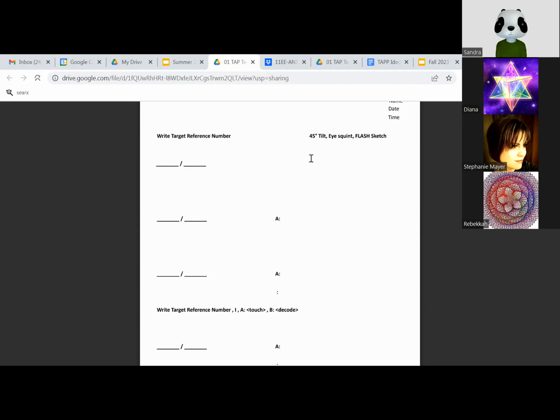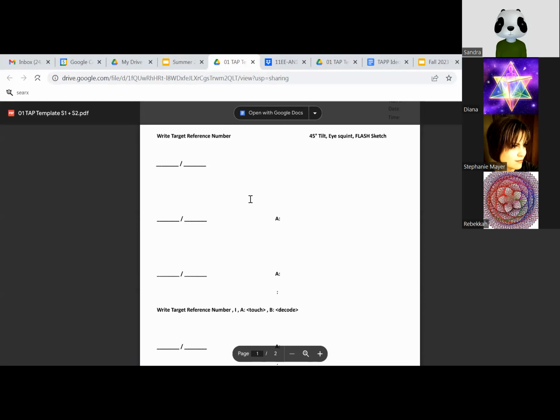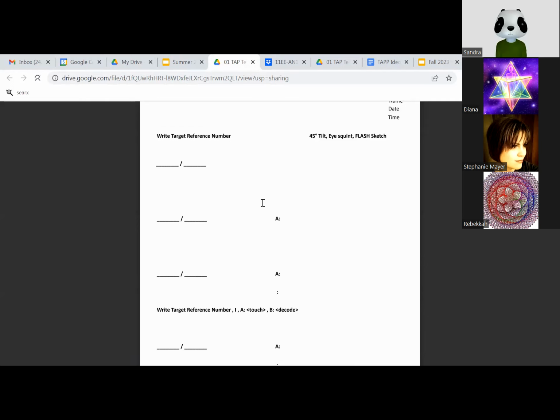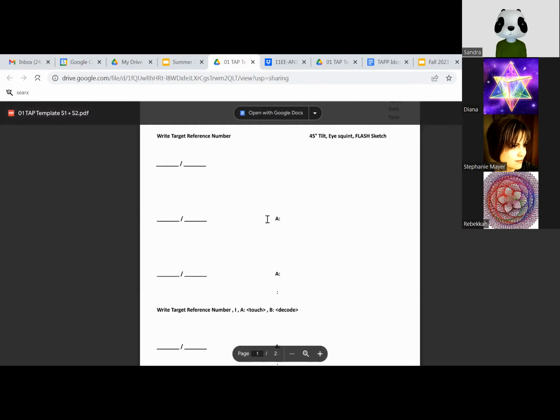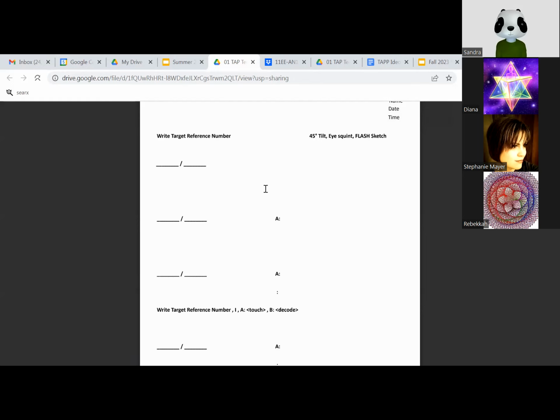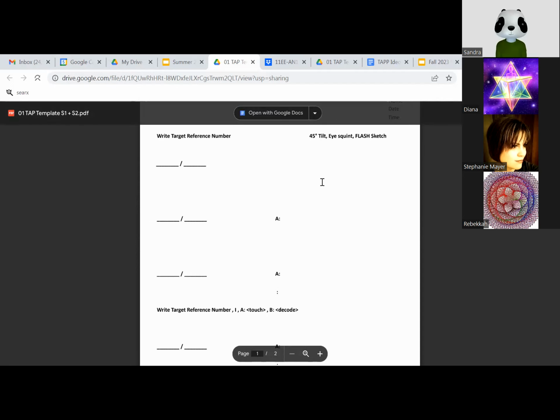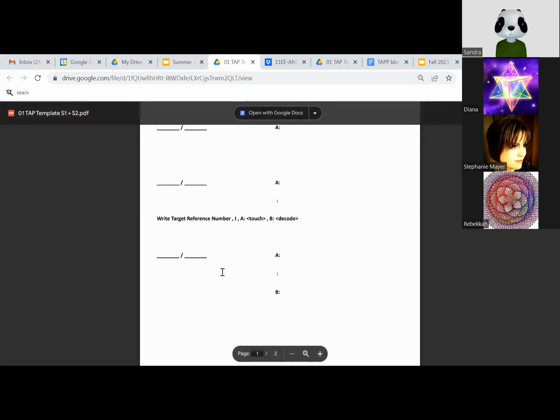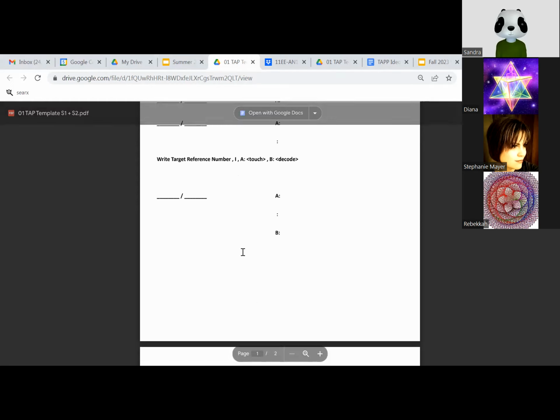You don't need to write the lines. You don't need to write 45-degree head tilt. You'll just write the TRN and then A and then decode it and B. So you don't need all this stuff. Just write what you would normally write if you were using this template. And then you're done with page 1.